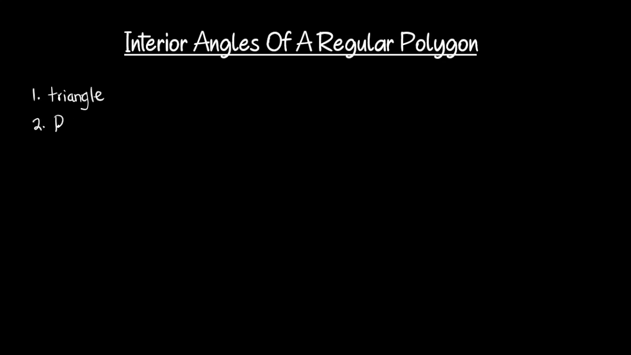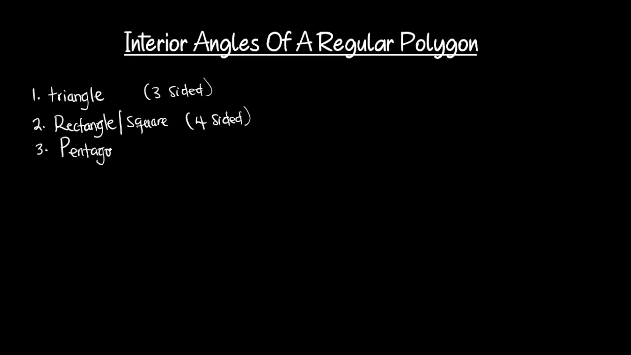Then we look at a rectangle or a square, or any other. This is a three-sided polygon. This is a four-sided polygon. And then for a five-sided polygon, we call it a pentagon. So we're looking at a pentagon, and then a hexagon, okay, and then so on and so forth.